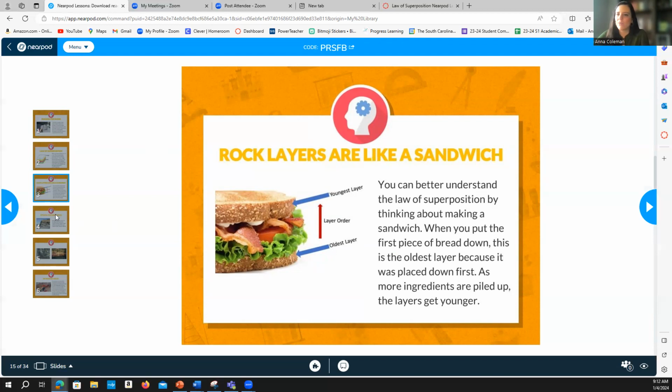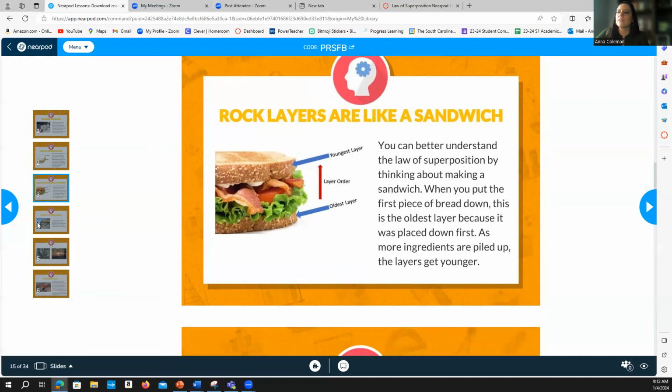In the video, we even did a 7-layer bean dip. The layer on the bottom was first, so it was the oldest, okay?